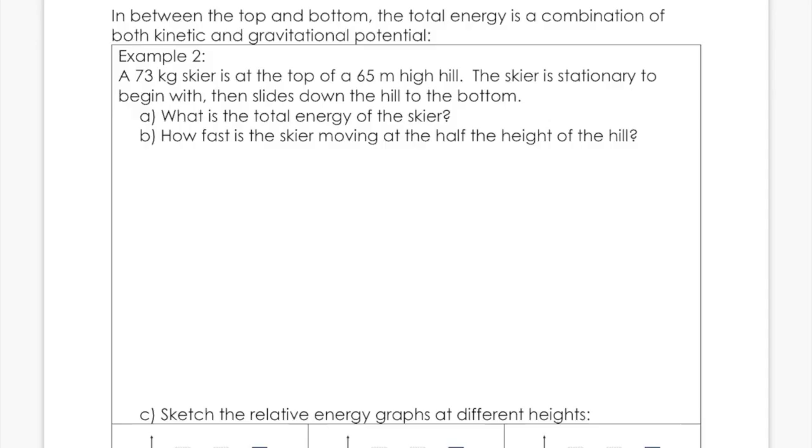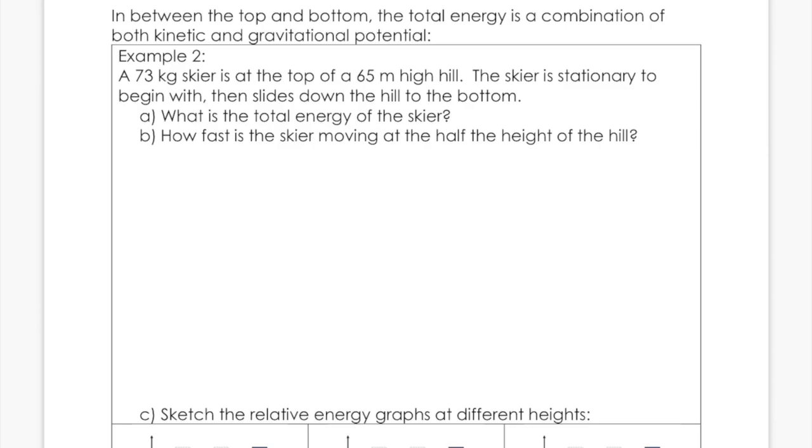For the next example, a 73 kilogram skier is at the top of a 65 meter high hill. The skier is stationary to begin with, then slides down the hill to the bottom. First off, what's the total energy of the skier? And secondly, how fast is the skier moving at the bottom of the hill?